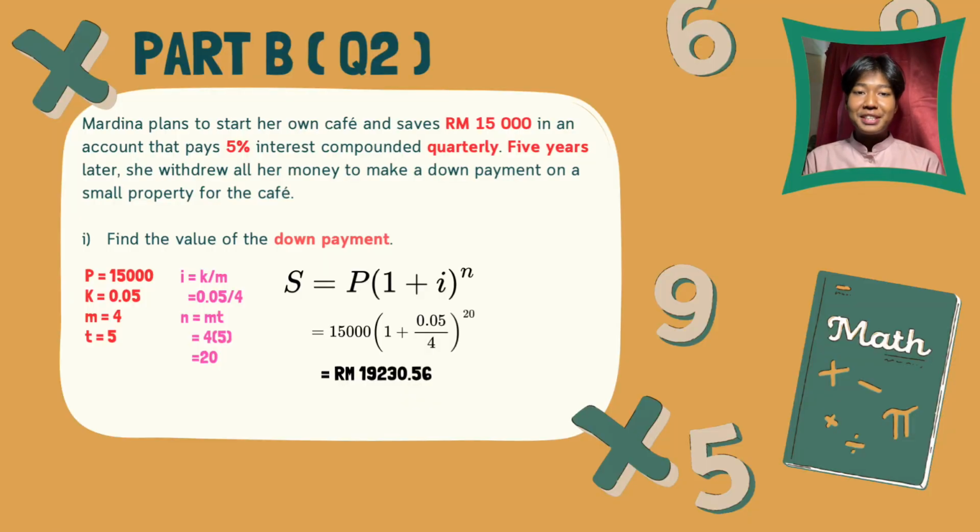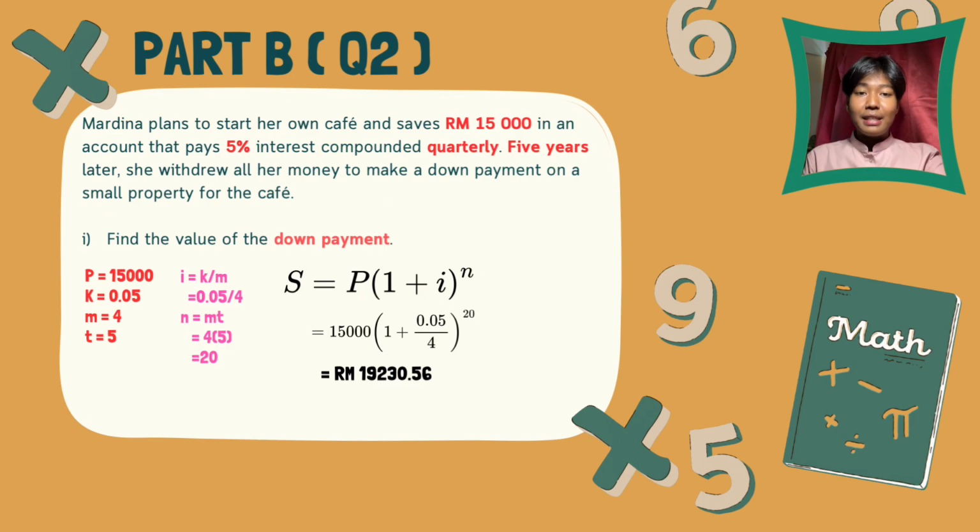So, for the last question, part B, question 2. Question 1. Find the value of the down payment. Firstly, we need to determine the principal, the nominal rate, the number of times interest is calculated in a year, and the term from the question that I highlighted below. P equals 50,000, k equals 0.05, m equals 4, and t equals 5.